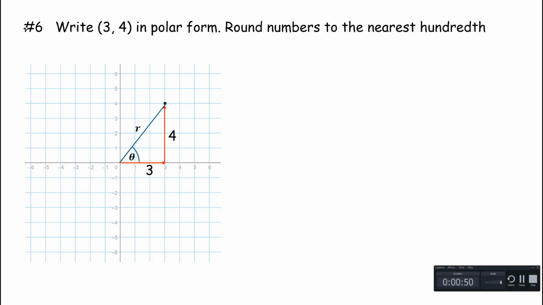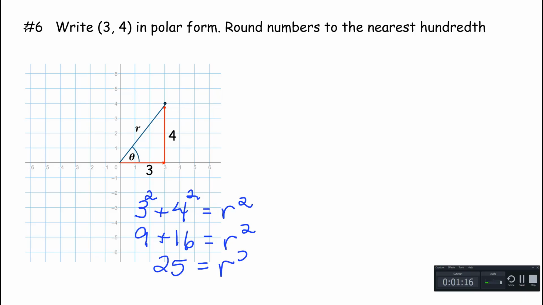So first of all, we can use the Pythagorean theorem to figure out what R is because we have a right triangle with legs 3 and 4. So 3 squared plus 4 squared should equal R squared. Now, that's 9 plus 16 equals R squared. We add 9 and 16, we get 25 equals R squared. So if R squared is 25 and we take the square root on both sides, that means that R is equal to 5. So we found our R.